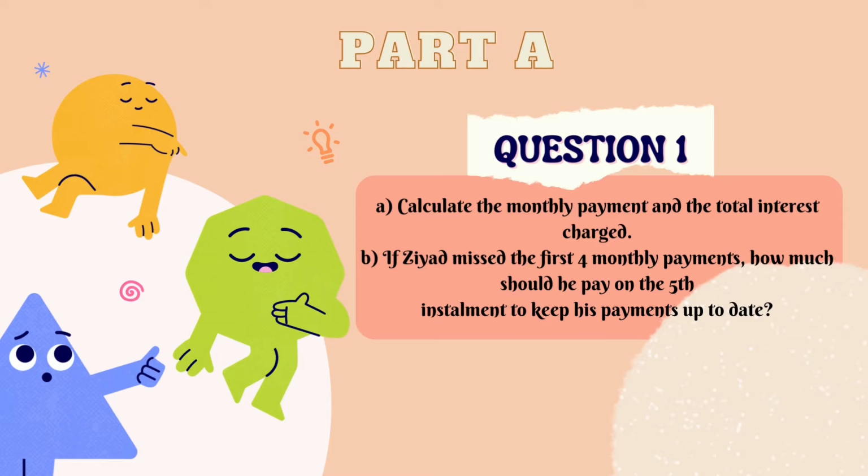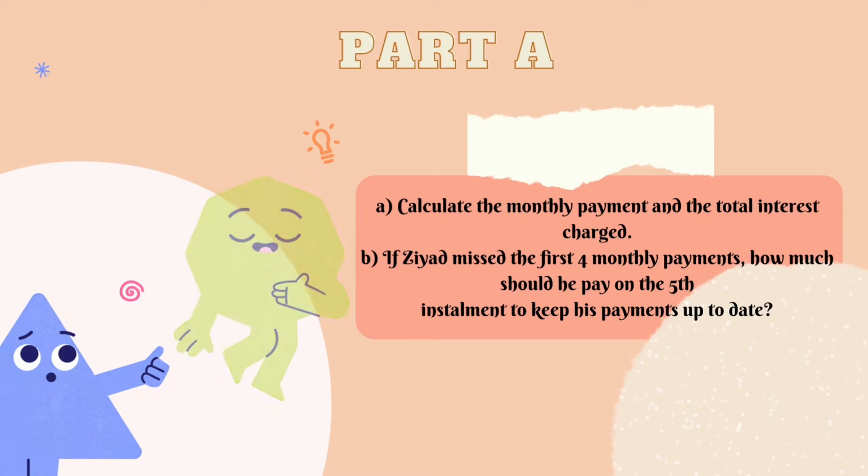I'm going to explain part A, question 1. The question goes, Ziad bought a car for 198,000 ringgits. He made a 10% down payment and financed the balance through a bank for 9 years. The interest rate charged was 4.5% compounded monthly. We need to calculate the monthly payment and the total interest charge. And also, if Ziad missed the first 4 monthly payments, how much should he pay on the 5th installment to keep his payments up to date?